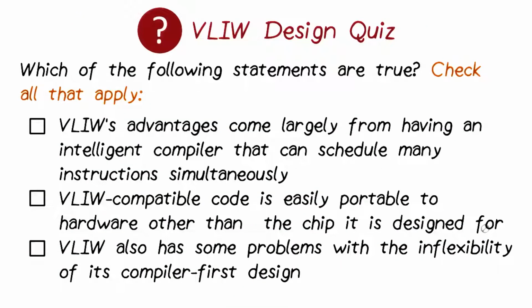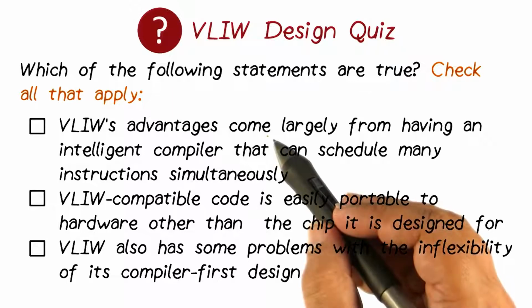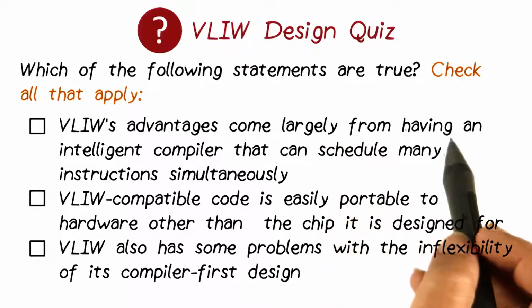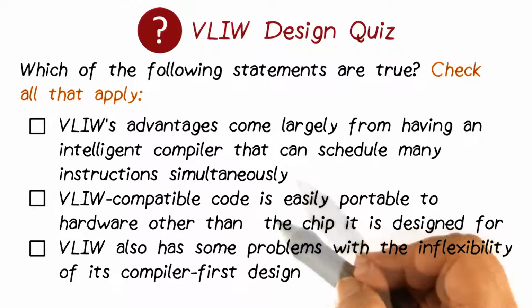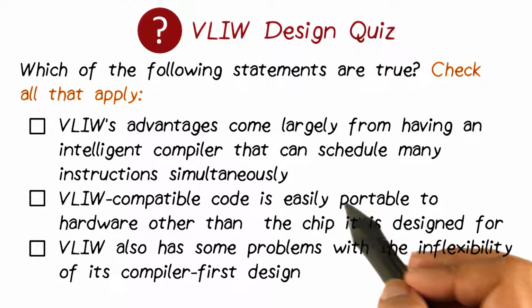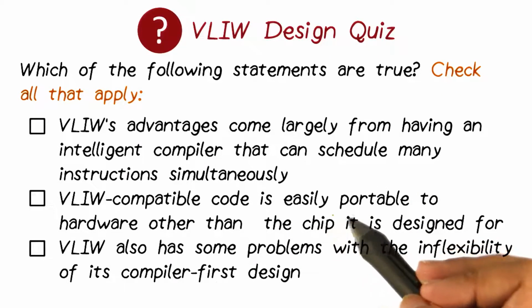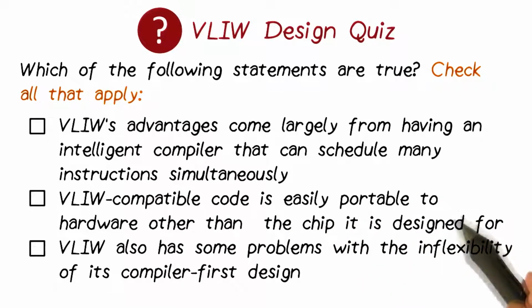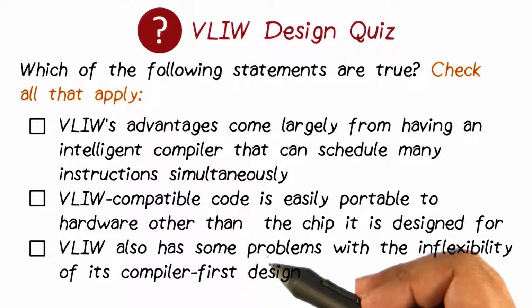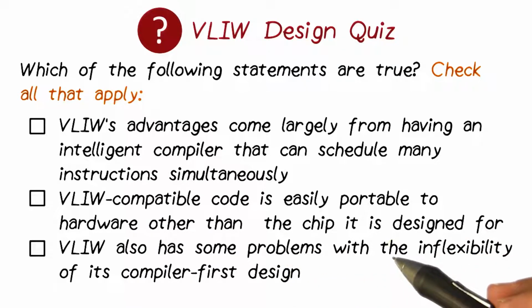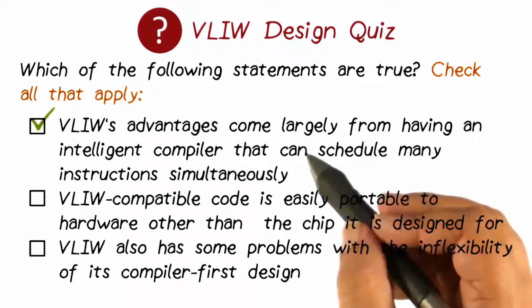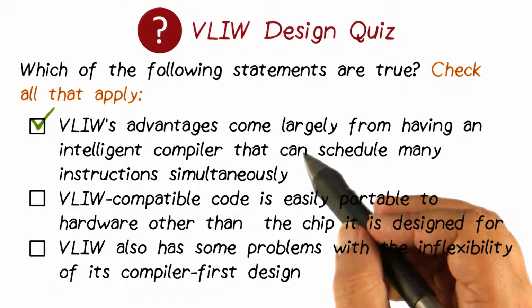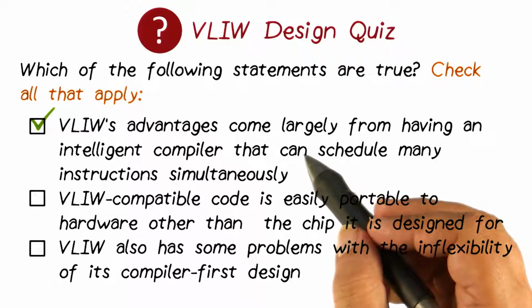Quiz time. So we have 3 statements here. Please put check marks in front of those which are true. The first statement, VLIW's advantages come largely from having an intelligent compiler that can schedule many instructions simultaneously. Second statement, VLIW compatible code is easily portable to hardware other than the chip for which it is designed. And the last but not the least, VLIW also has some problems with the inflexibility of its compiler first design solution space.